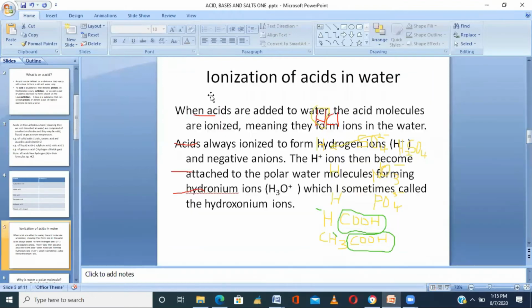Yes, sir. All right, let's look at the ionization of acids in water. Now, this is very important to know. You need to understand how acids dissolve in water and try to understand this concept because it's going to come back when we look at bases. So when acids are added to water, the acid molecules are ionized. What do we mean by ionized? They form ions in the water.